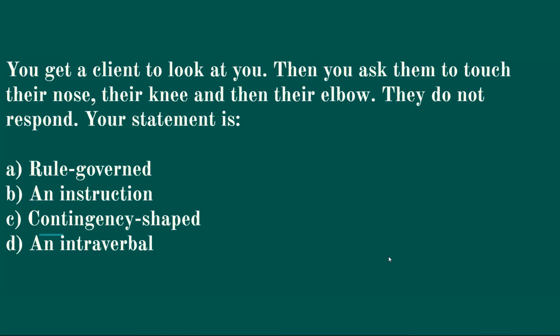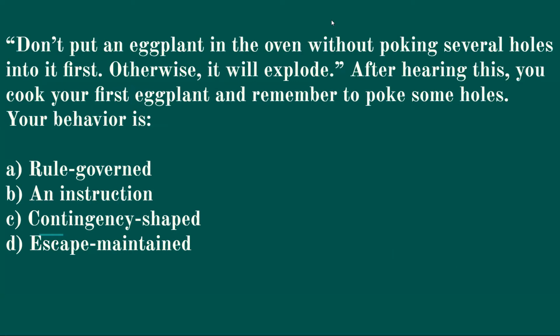Okay, like I said, things aren't that hard. At least I can't think of a way to make them too hard. Don't put an eggplant in the oven without poking several holes into it first. Otherwise, it will explode. After hearing this, you cook your first eggplant and remember to poke some holes. Your behavior is rule governed, an instruction, contingency shaped, or escape maintained. This might be harder, I don't know.